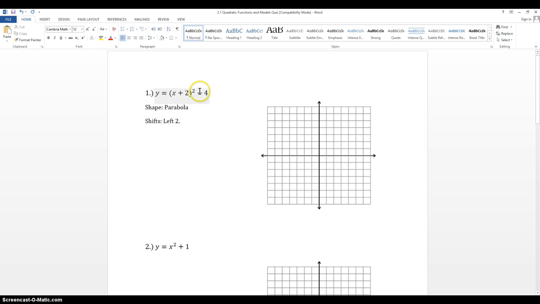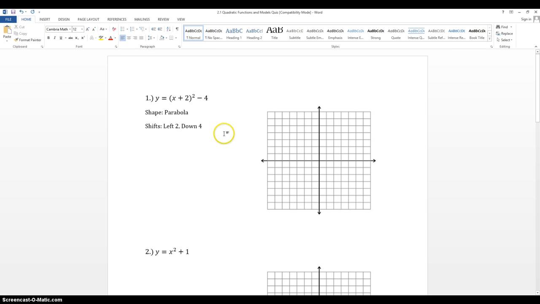And then if the number is outside, in other words, separated from the x, then that's either going to move it up or down depending on the sign of that number. In this case, that number is negative, so it will move down 4. Then your quiz will also say the sketch part, which is obviously a parabola.